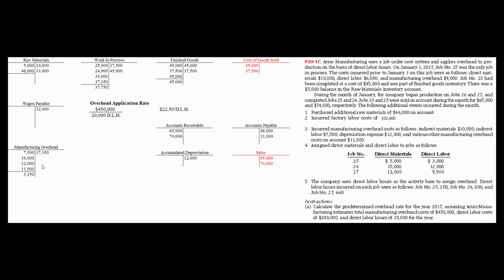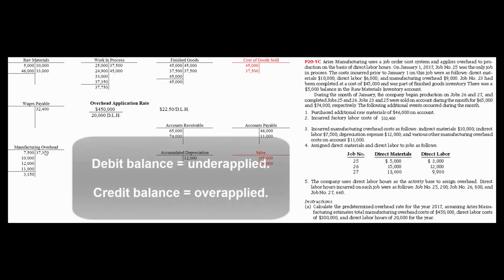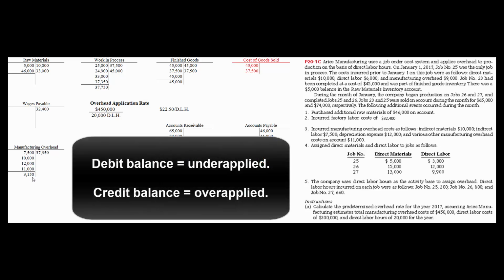Lastly, what's the balance in manufacturing overhead? Add up all the debits, subtract all the credits, and we have a debit balance of $3,150. So we spent, if you will, $40,500 on overhead, but we applied only $37,350. So this month it is underapplied.